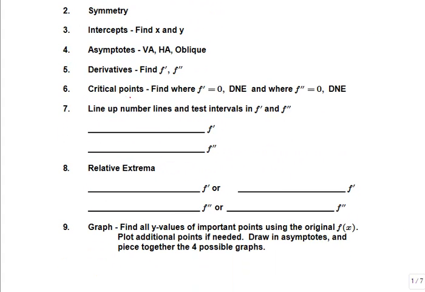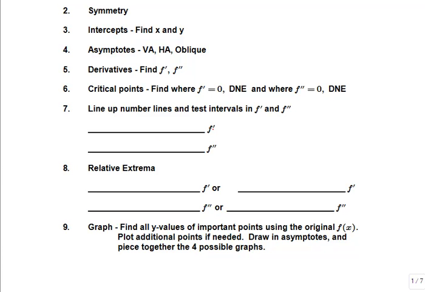Step 6, find your critical points. Find where the first derivative is 0 and DNE, and find where the second derivative is 0 and DNE. Then we're going to take those critical numbers and put them on number lines, and that's step 7. So take two number lines, one for f prime and one for f double prime, and you're going to line up all of your critical numbers on those number lines, and then you're going to test each of your intervals to see if you get plus signs or minus signs.